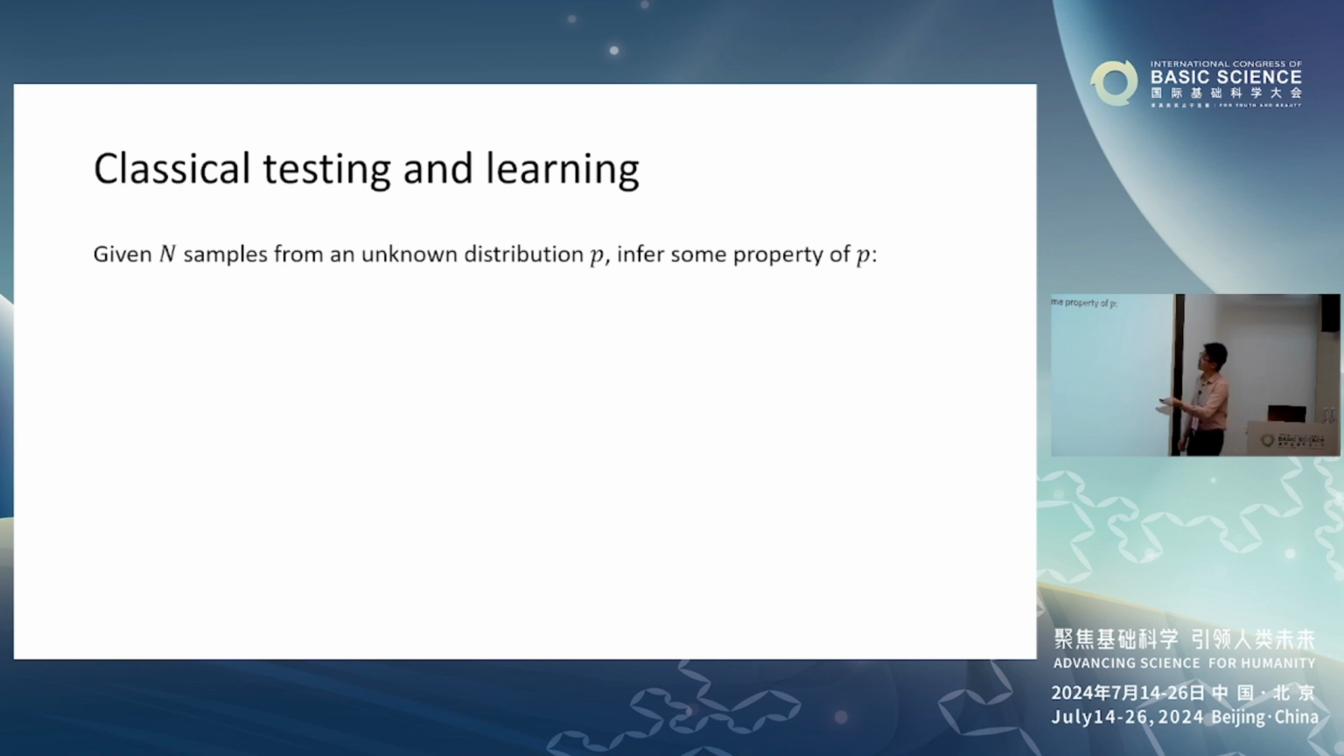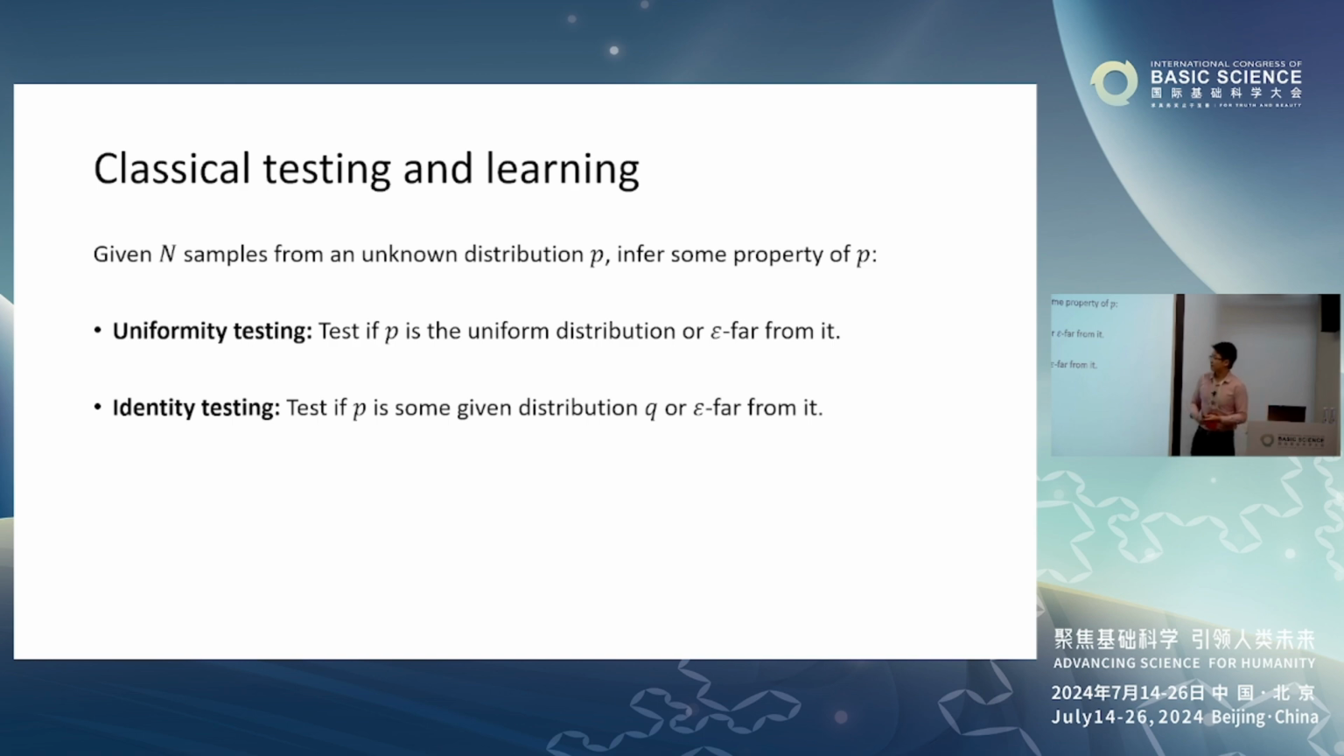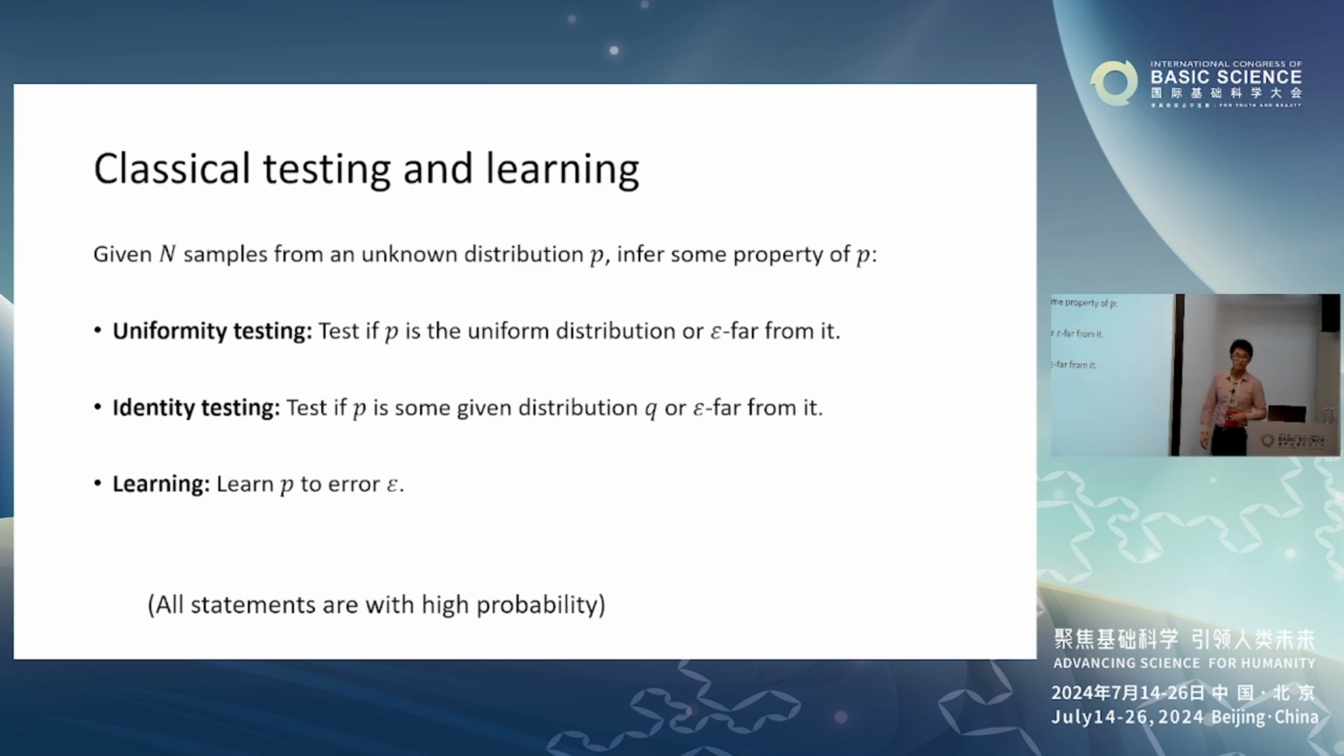Right? I have n samples from some unknown distribution p. My goal is to infer some property of p, and there's a bunch of these which are well studied. For instance, one which is well known is uniformity testing. I test if p is a uniform distribution or far from it. More generally, I can test if p is equal to some given distribution q or far from it. And there's also just the learning problem. It just outputs some description of p to some error epsilon. And all these statements are going to be with high probability.